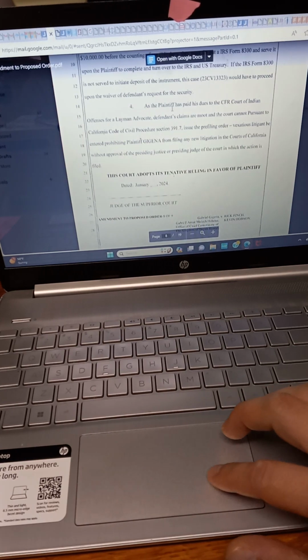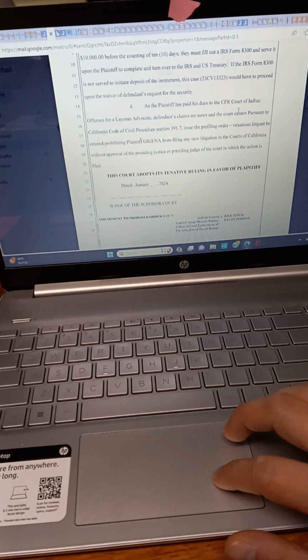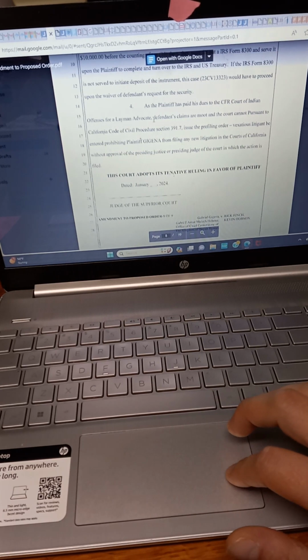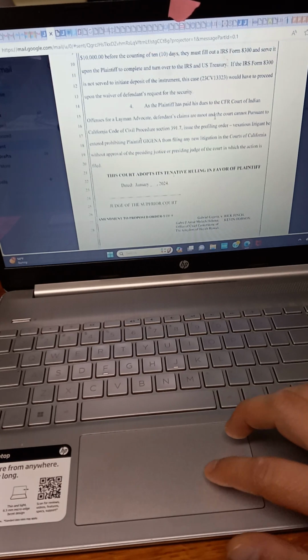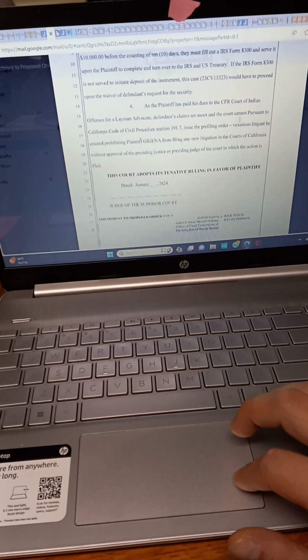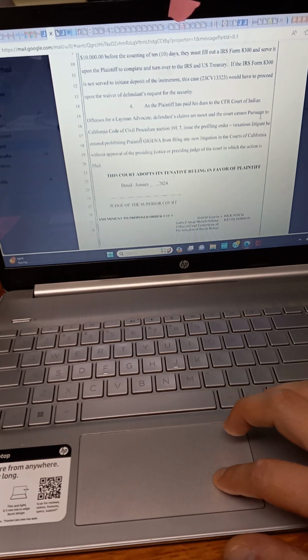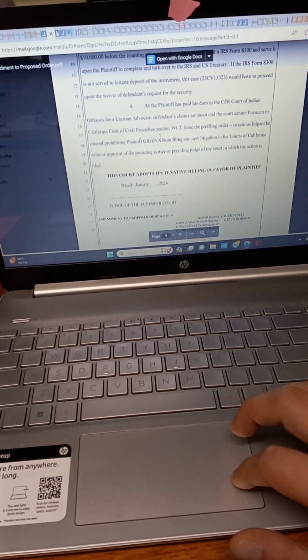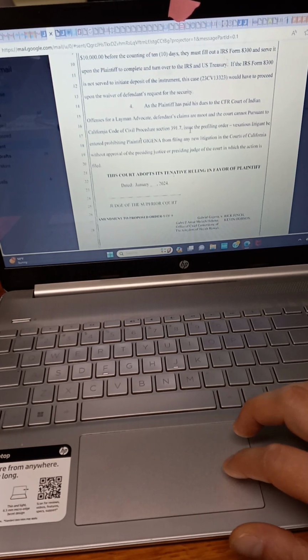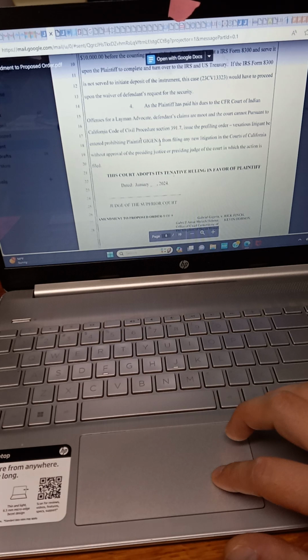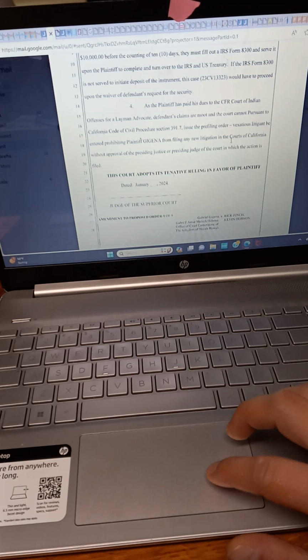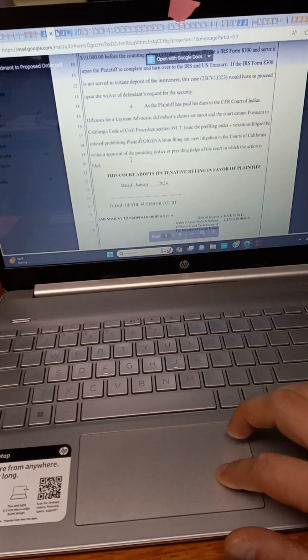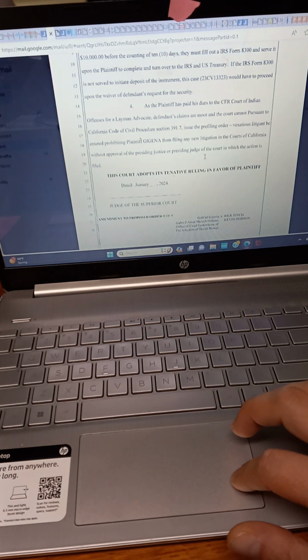Number 4, as the plaintiff has paid his dues to the CFR Court of Indian Offenses for a layman advocate, defendant's claims are moot, and the court cannot pursuant to California Code of Civil Procedure Section 391.7 issue the pre-filing order that a vexatious litigant be entered upon plaintiff Jejena from filing any new litigations in the courts of California without approval of the presiding justice or presiding judge of the court in which the action is filed.